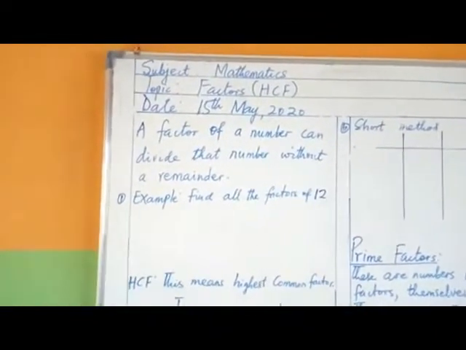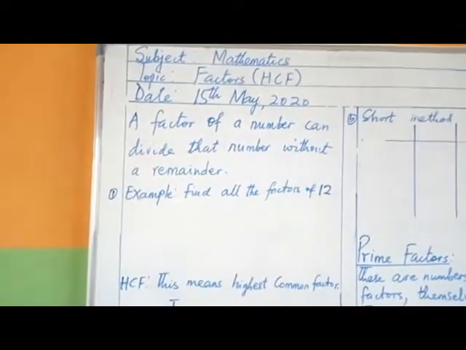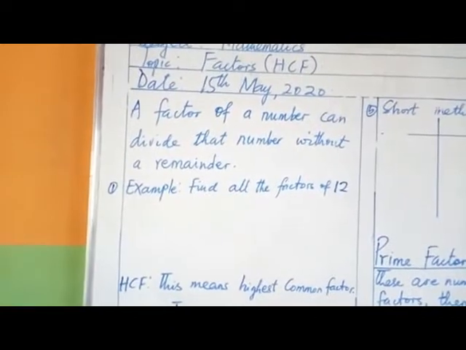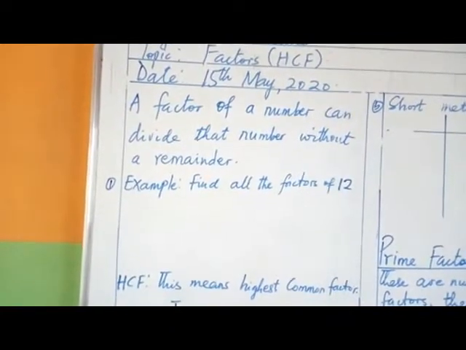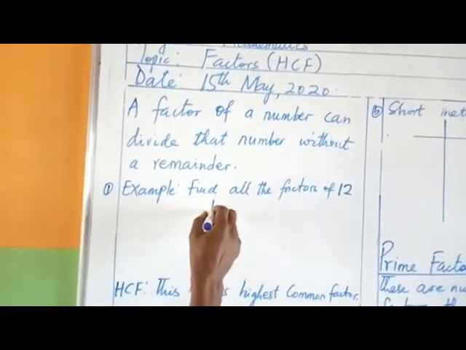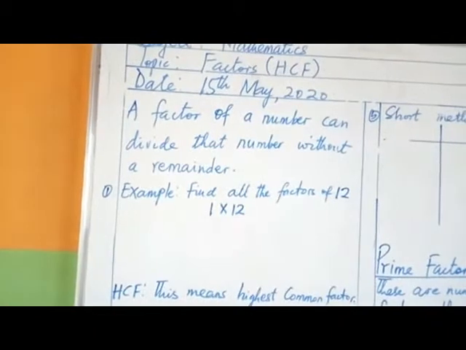We said that a factor of a number can divide that number without a remainder. Let's quickly look at the example. The example says find all the factors of 12. First of all, for us to find the factors of 12, I always prefer to start with the smallest number, which is 1. We say 1 times 12 is 12.